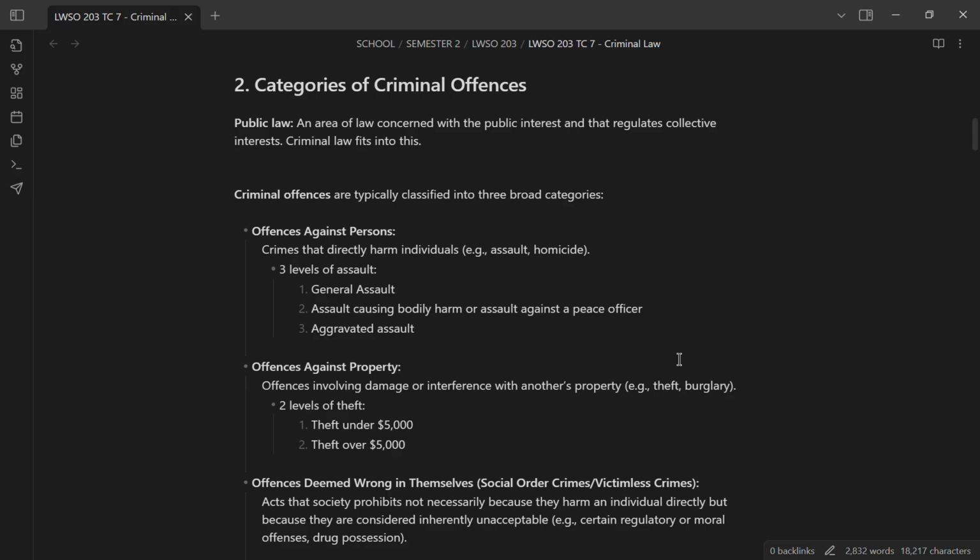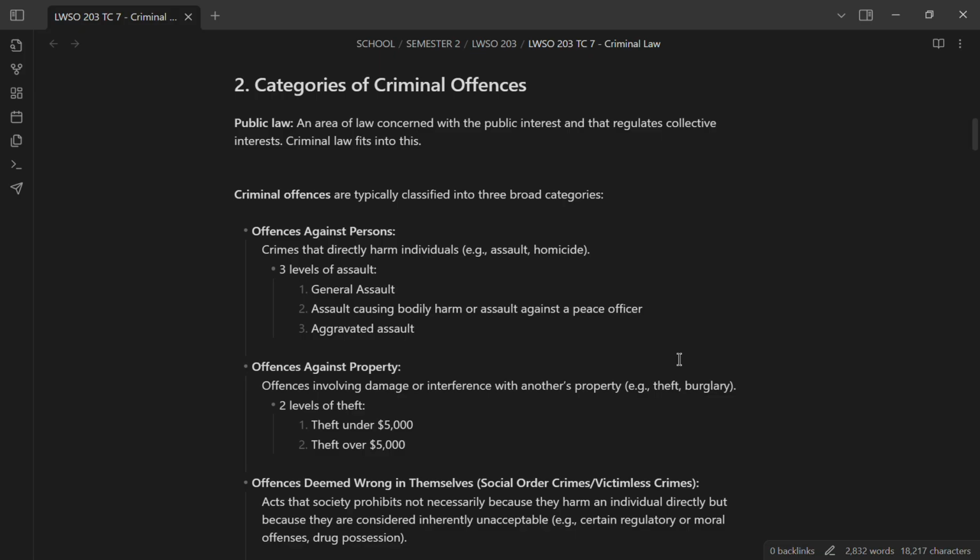Let's go over those really quickly. So, what is an offense against a person? As the name suggests, it's a crime that directly harms an individual. Things like assault, things like homicide. We have three levels of assault within that. In order, general assault, so first degree. Second degree would be assault causing bodily harm, or assault against a police officer. And third degree would be aggravated assault. These are the three levels of assault: general assault, assault causing bodily harm or against a peace officer, and aggravated assault.